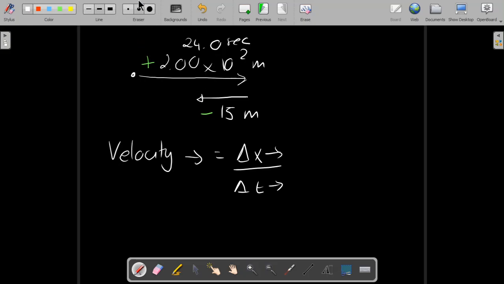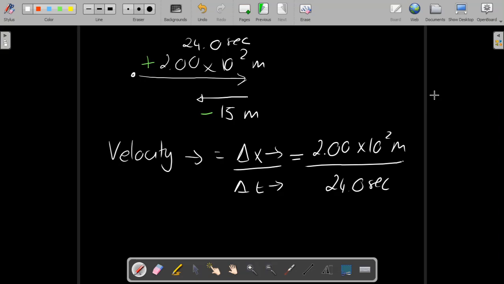Go back to white here. So let's look at our displacement. My displacement forward, because this is only going forward, my velocity forward is the 2.00 times 10 to the 2 meters. My time to cover that amount of distance is 24 seconds. If you do the math in your calculator, then you'll see that your answer is 8.33 meters per second. So that is your velocity going forwards. It has a positive value because you're going that way.